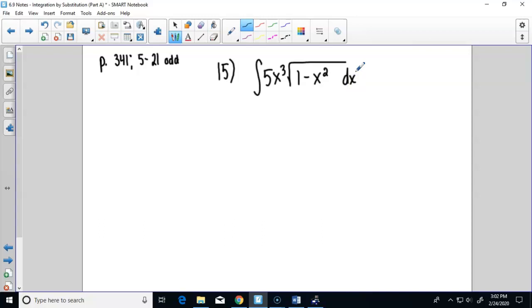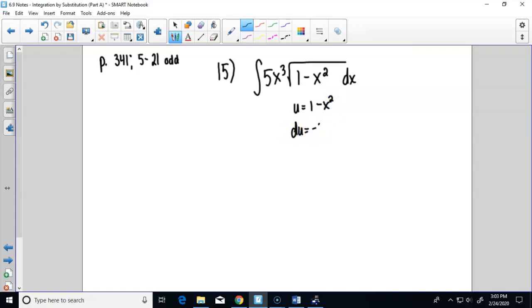Okay, it looks like this. What do you guys read that as? 5x to the third times square root of 1 minus x squared. Alright, that's also the way that I read it. That's going to be a major problem because u would have to be 1 minus x squared.